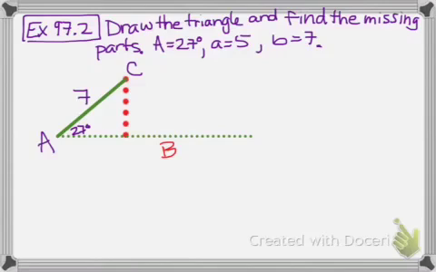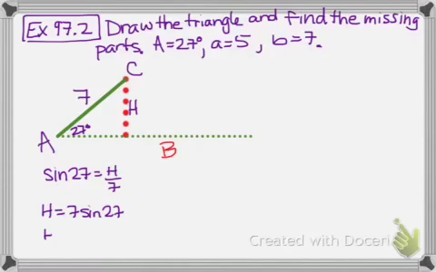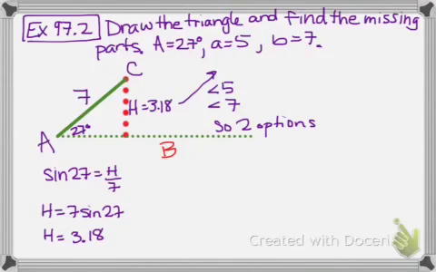From here, we're going to find our height. We know sine of 27 is height over 7, so H is 7 sine of 27, which is 3.18. Now, compare that to 5, which is our other side, and we can see that the height is less than 5, and it's also less than 7. So in this case, we can draw our two options: a triangle that has a side like this one, or a triangle that has a side like this one. So we have this purple triangle or this red triangle.